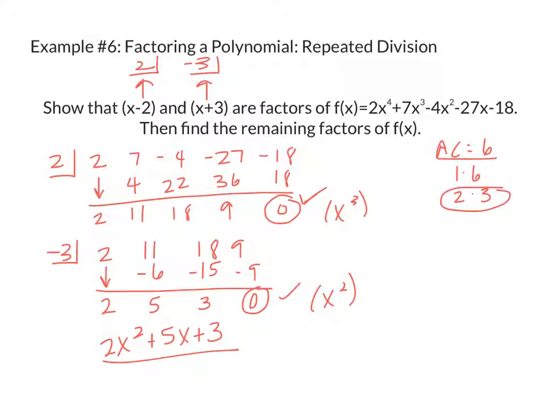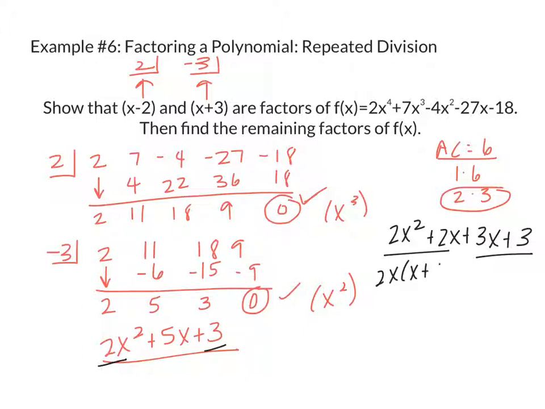So if I start rewriting, I'm going to switch colors so this doesn't look confusing. That'd be 2x squared, I'm rewriting this, so 2x squared plus 2x plus 3x and then plus 3 at the end. We group. Greatest common factor of the first half is 2x. We're left with x plus 1. Greatest common factor of the second half is 3. We're left again with x plus 1. So we're left with 2x plus 3 and x plus 1. And those are the remaining factors.